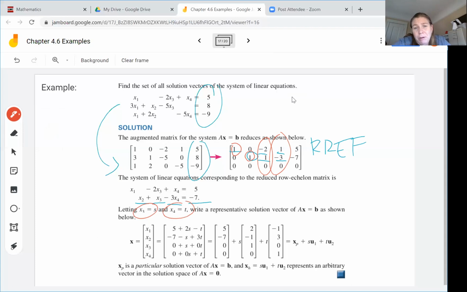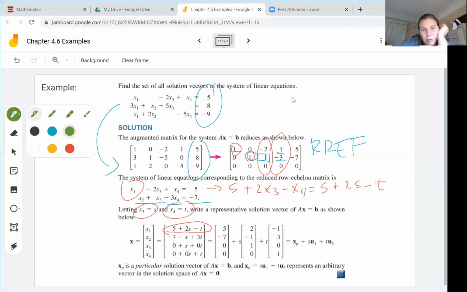And so we're going to write a representative solution vector. If our vector x is x1 through x4, then we can say that's equal to, well, we're solving for x1 here, so this is going to be 5 plus 2x3 minus x4. But remember, x3 is s and x4 is t. So this is 5 plus 2s minus t when we're isolating x1 here. So that's where this equation here comes from.